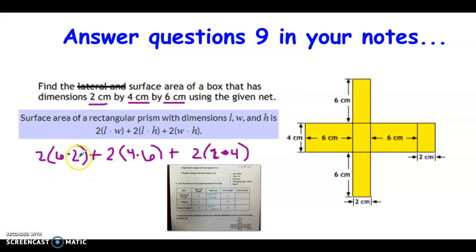And so 6 times 2 is 12, times 2 is 24, plus 4 times 6 is 24, times 2 is 48. And then we have 2 times 4, which is 8, times 2, which is 16. So we're just adding those 3 areas together. And so 24 and 16 make 40, plus 48 is 88. Remember, since we're back to area, that our units are squared, not cubed like they are for volume. So this would be 88 square centimeters as our answer there.